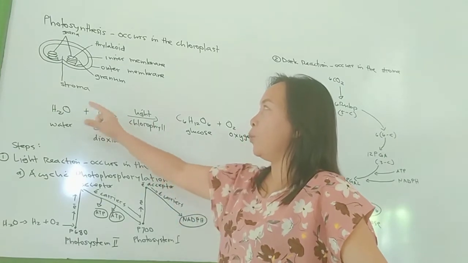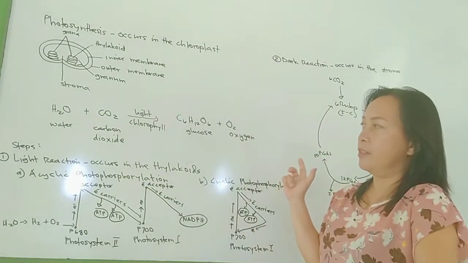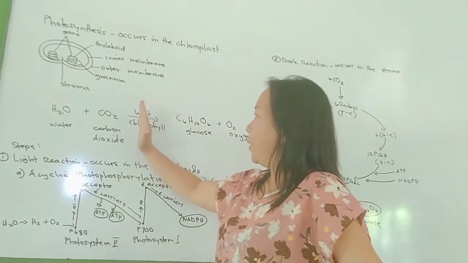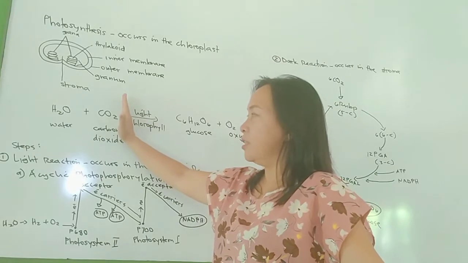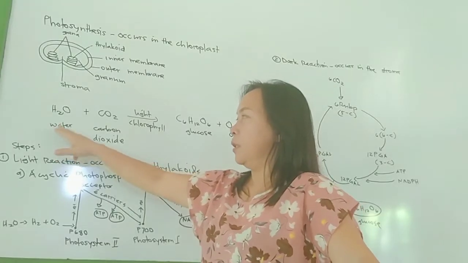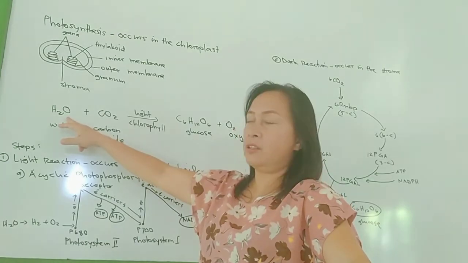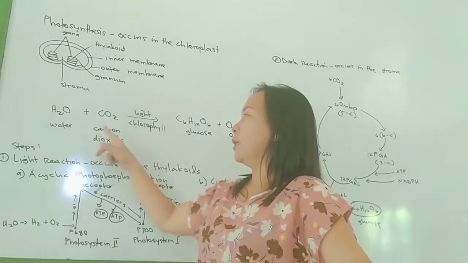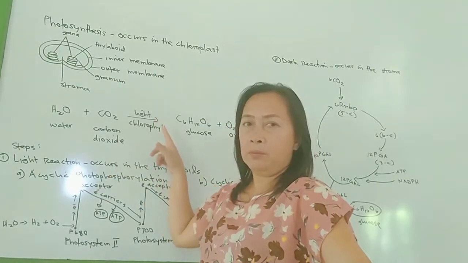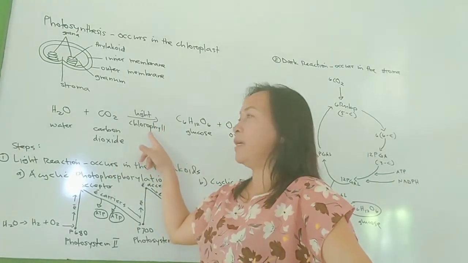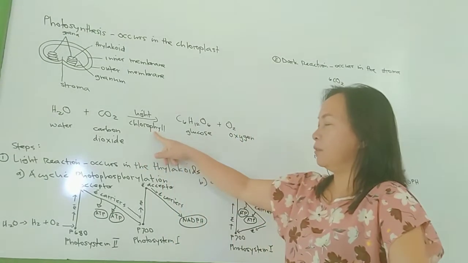Now, generally, we have this formula for photosynthesis. Here, we have the raw materials for photosynthesis. So, what are the important raw materials for photosynthesis? You have water, and then you have carbon dioxide, and we have the light, plus of course the green pigment chlorophyll.